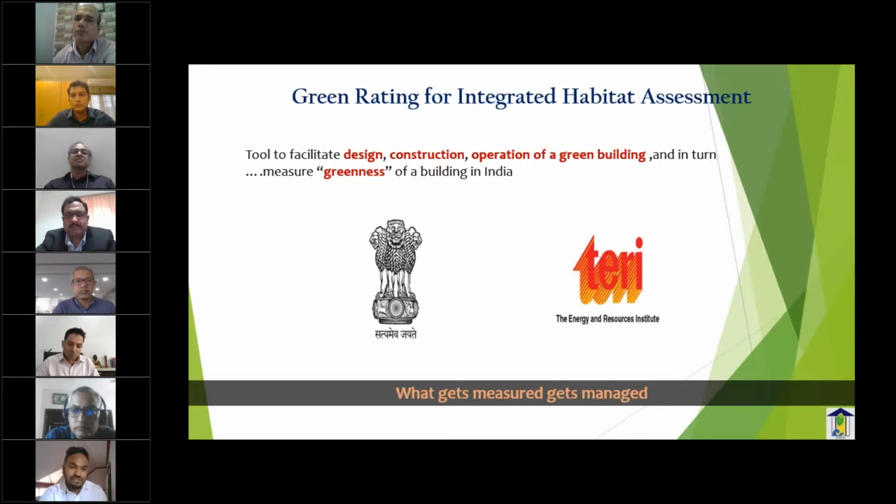Now, the concept by which Griha works is what gets measured, gets managed. As we all know, even with respect to your energy generation or energy consumption, only if you know how much you generate or how much you're going to consume, only then will you be able to manage it. And the same works with respect to every other resource, whether it's water, or the amount of waste generated, etc.